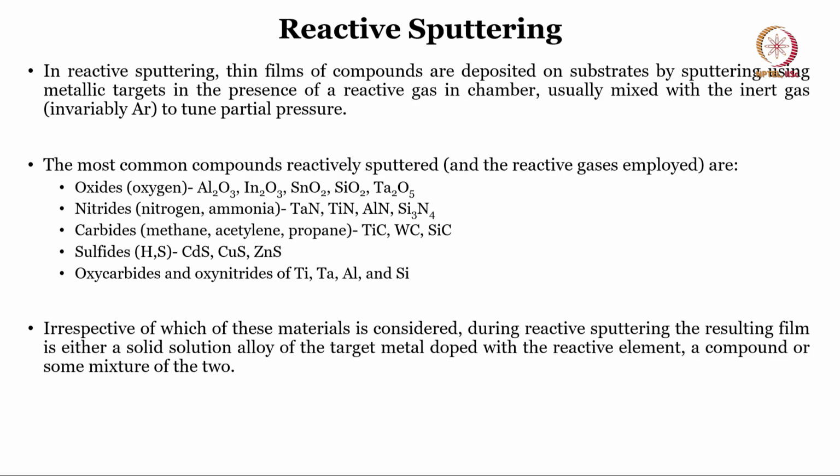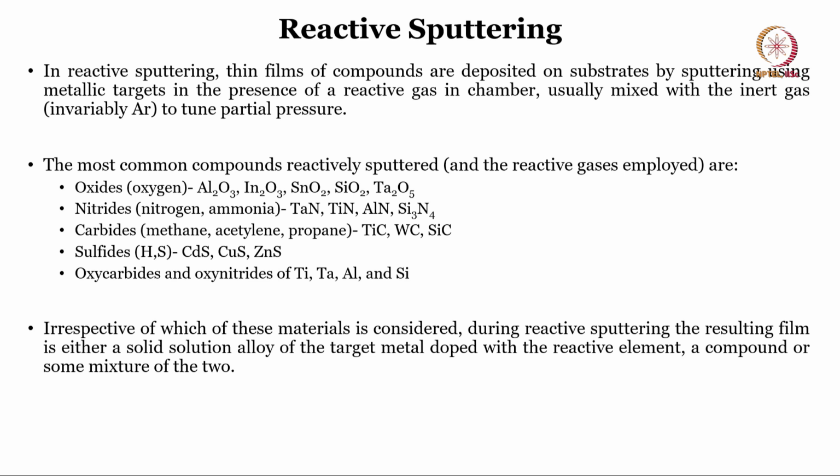Then we have something called reactive sputtering, in which thin films of compounds are deposited onto a substrate by sputtering using metallic targets in the presence of reactive gas molecules. This is only for your information, right. We will have videos for you where you can see exactly how we are using magnetron sputtering. Okay. But people also use reactive sputtering, particularly when we have to deposit oxides, nitrides, carbides, sulfides.